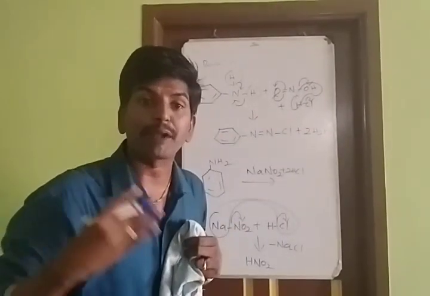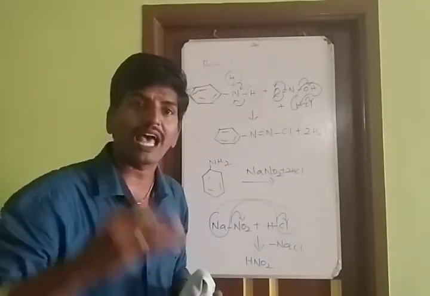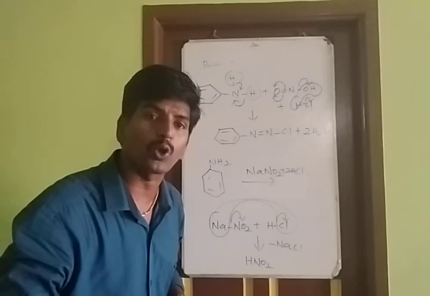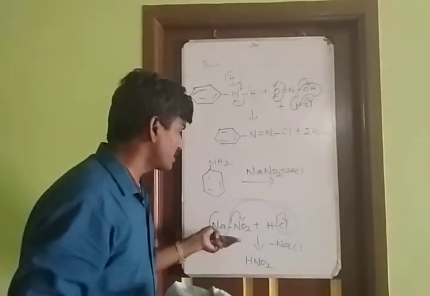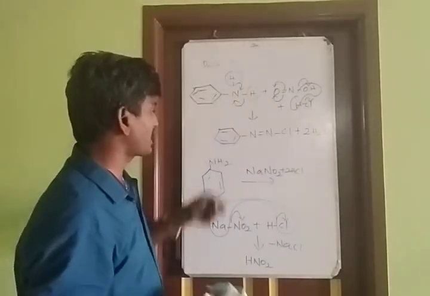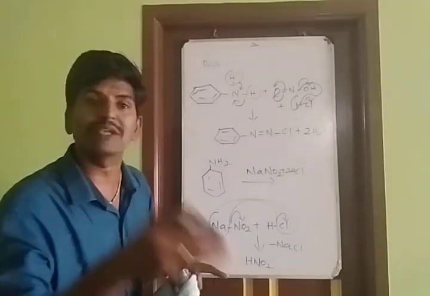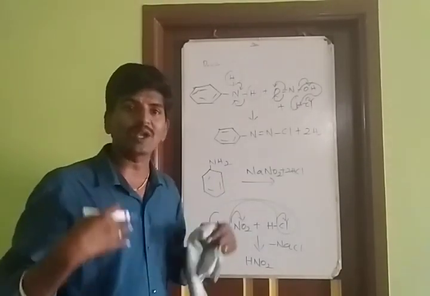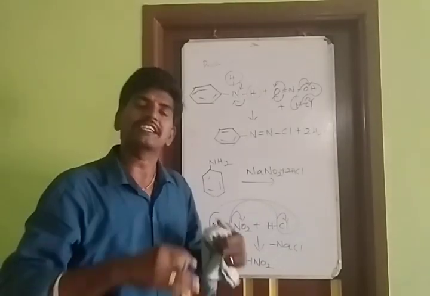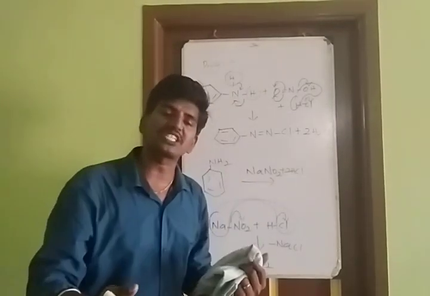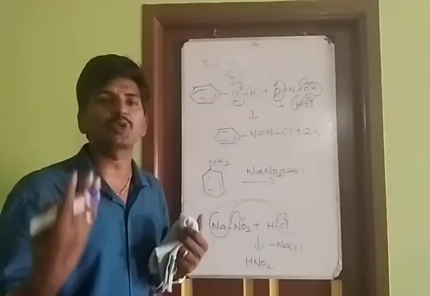Our topic is preparation of phenol from benzene diazonium chloride. First of all, I am going to prepare benzene diazonium chloride from aniline. This is aniline. How will you prepare? When aniline reacts with nitrous acid, it gives benzene diazonium chloride. But we can't add nitrous acid directly. What's the reason? Because nitrous acid easily undergoes oxidation and becomes nitric acid. So we can't add nitrous acid.